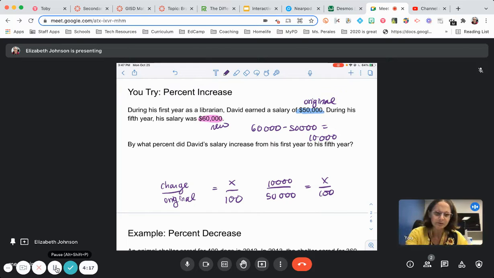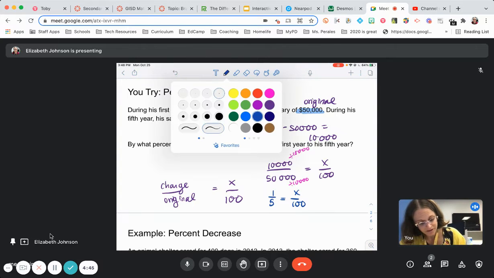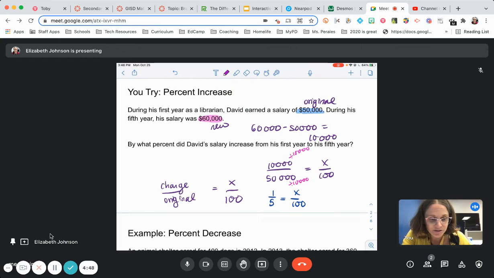Whew, we have a lot of zeros on this one. We could actually simplify these fractions a little bit, couldn't we? I'm going to do that. Okay, guys, I simplified mine. I divided both the numerator and the denominator of my ratio on the left by 10,000. So 10,000 divided by 10,000 is 1, and 50,000 divided by 10,000 is 5. So that gives me an easier proportion to work with. Now I just have 1 over 5 equals X over 100. And this one, you know what? I can just look at relationships between these ratios.